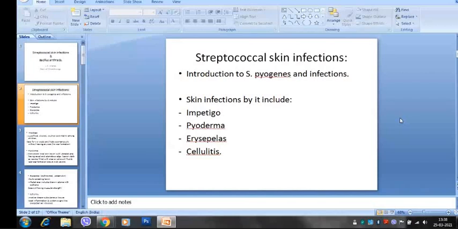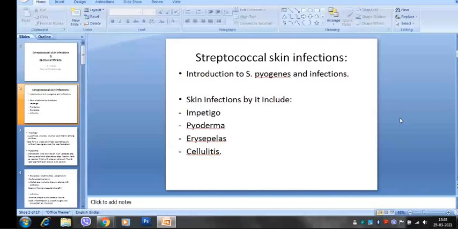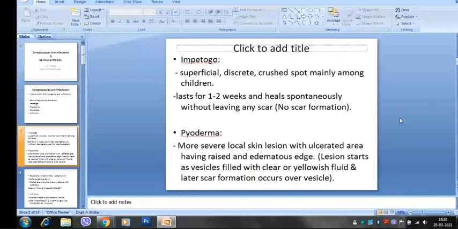What are the various skin infections caused by Streptococcus pyogenes? Impetigo, pyoderma, erysipelas, and cellulitis. What is impetigo? Impetigo is one type of skin infection caused by Streptococcus pyogenes, which is superficial, discrete. Discrete means separate. It is superficial, discrete, and crust spots will be seen mainly among children in case of impetigo caused by Streptococcus pyogenes.